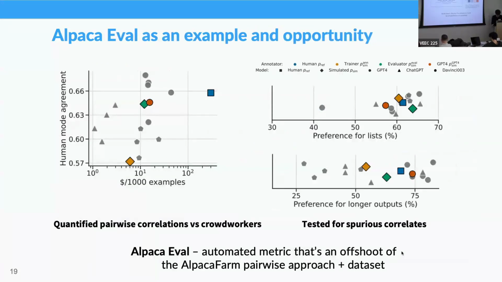I'll skip this a little bit. Oh, actually, no, I need the right side. So one of the things that we did check in the AlpacaFarm paper was spurious correlates.